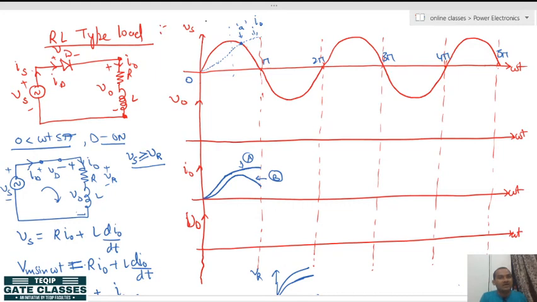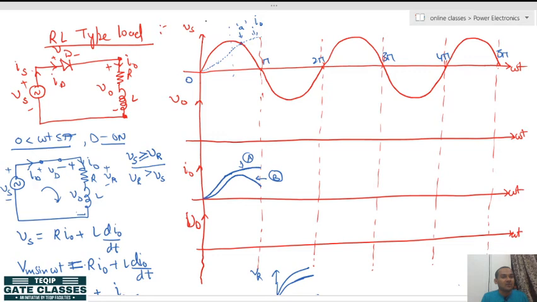Immediately after that, the source voltage value is very small, but the drop across the resistance is large. When the drop across the resistance is greater than the source value, what will happen? The diode will be reverse biased and will tend to turn off.